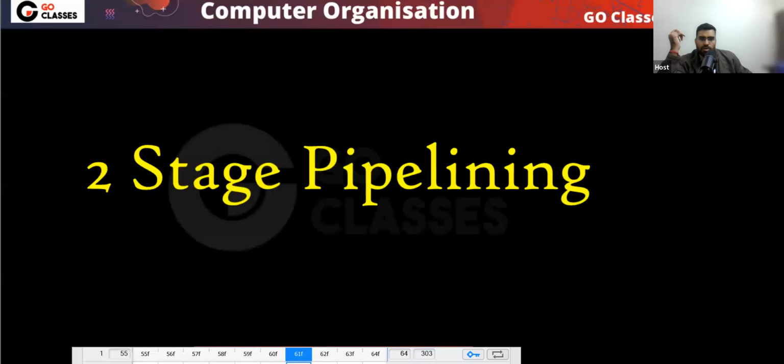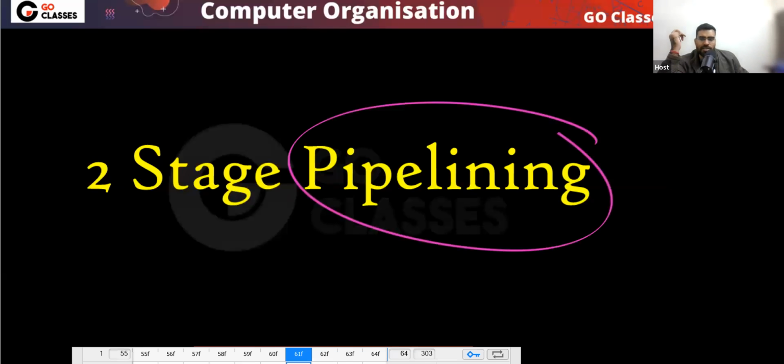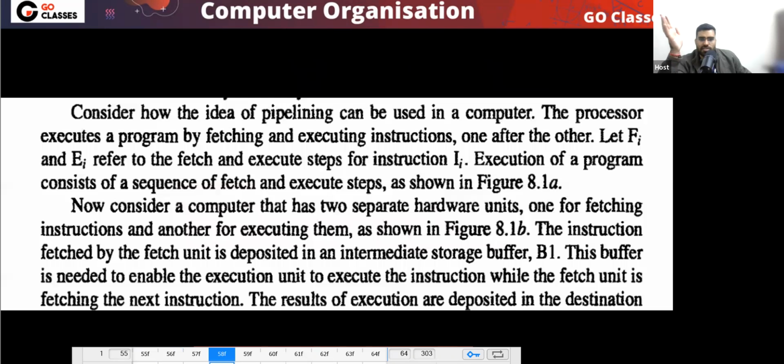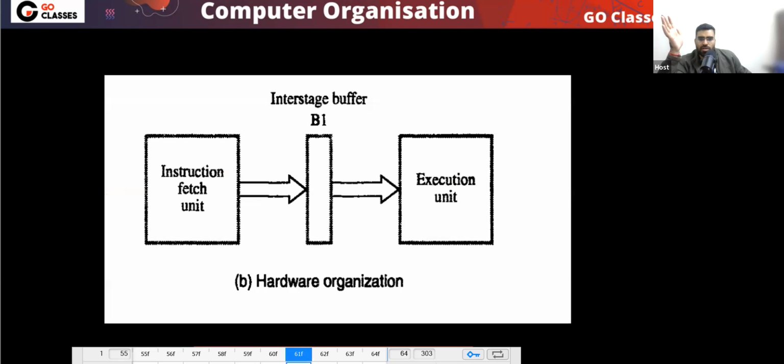Very simple concept, but you only have it in the pipeline. Remember, in the non-pipeline, there is no need, right? Why? Can anyone tell me? If you do not have a pipeline, then we do not need these buffers, because there is no concept of stages. Very good. Because you don't have stages, there is no need for inter-stage registers or buffers. Okay, let's move on now.